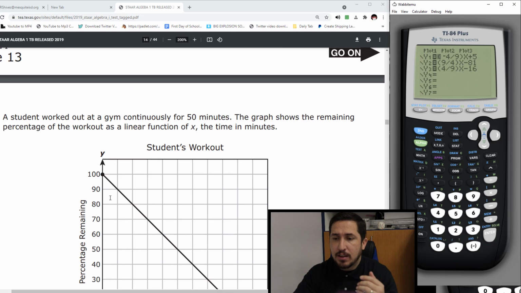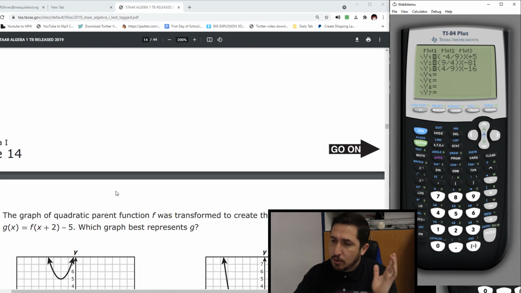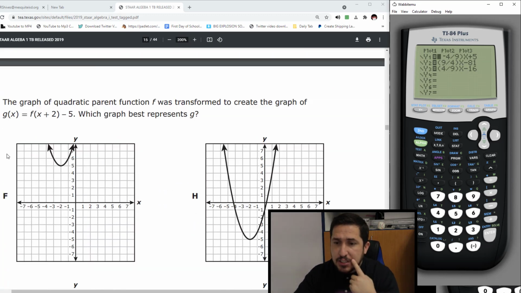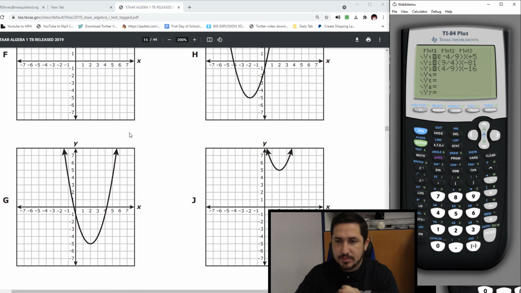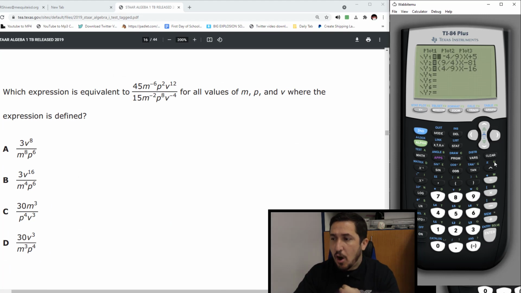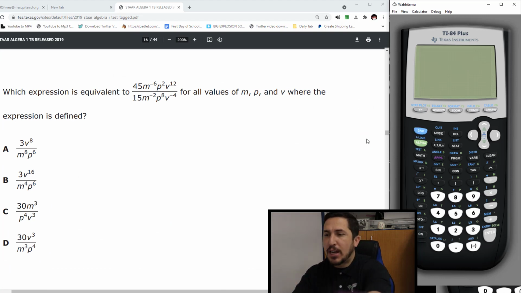All right, next one, 11. Student work. Domain. You don't need a calculator for that one. This guy, change him. You can't. Good luck here. These guys, you cannot do them on your graph. You've got to put them right here on your home screen.